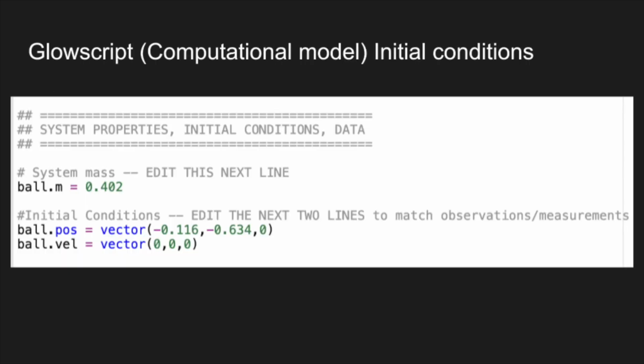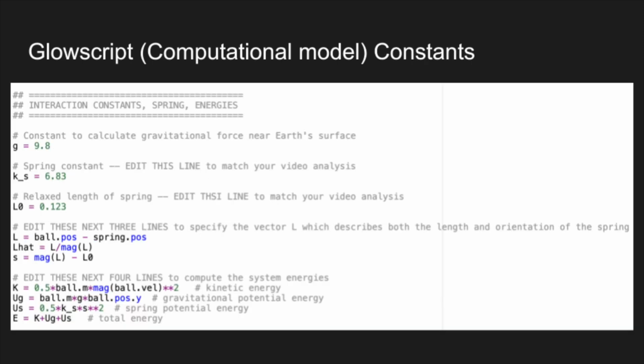So we have the GlowScript code. The initial conditions were basically the same as Tracker. And then we have constants, where g is just 9.8. The spring constant is 6.83. The relaxed length of the spring is 0.123.